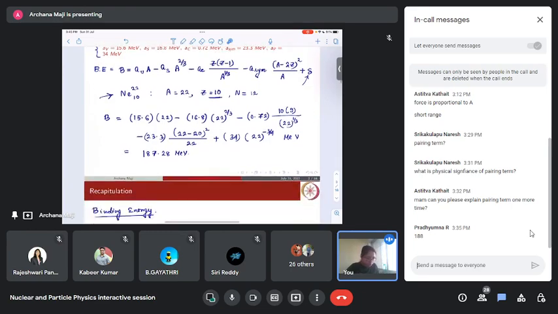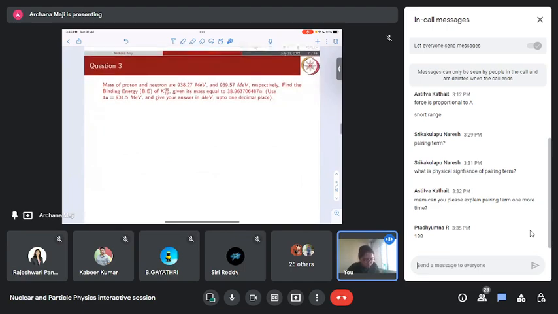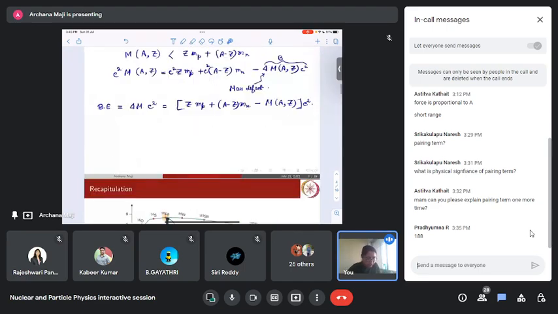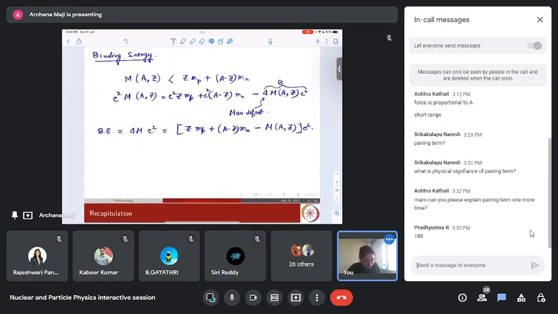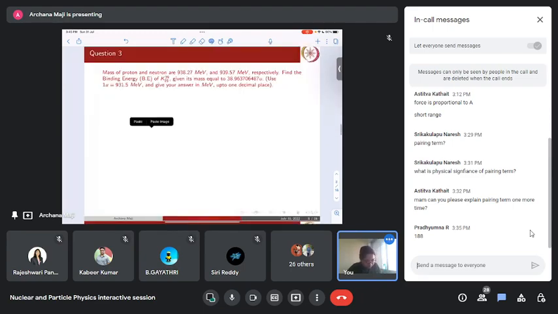Okay. If not, let me move on to the third problem. For this problem, the first expression of the binding energy will be used. So this one. Let me copy it and paste it over there.